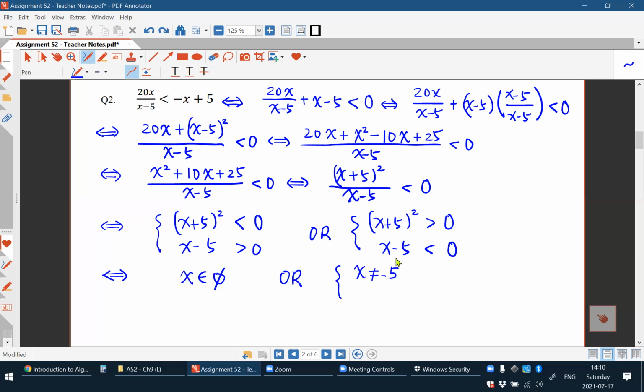Okay. Second, x must be less than 5, right? Okay, so considering both of the situations, the final result must be either this one or this one, right? So the final solution is x must be less than 5, and at the same time, x cannot be minus 5.